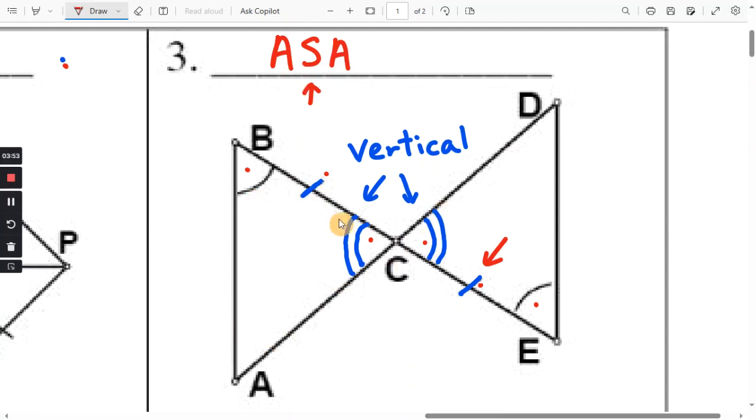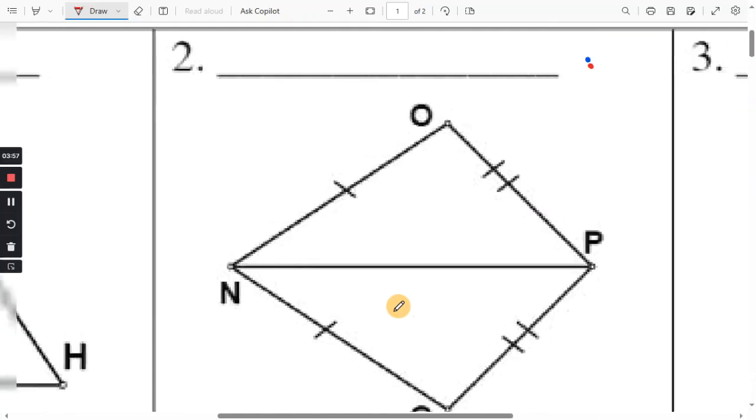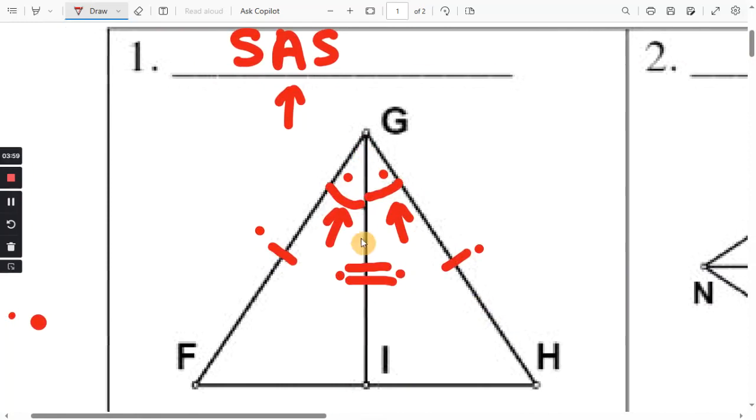So always remember when you see that X shape, mark the vertical angles congruent. Okay, and just like number 1, when you see the side that's shared by both triangles, mark that side congruent to itself.